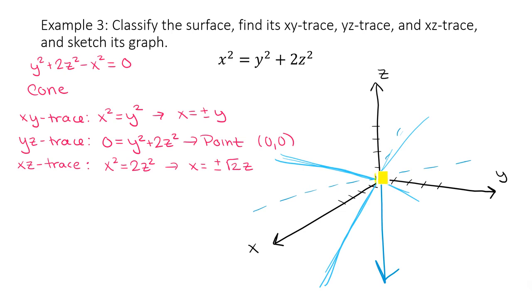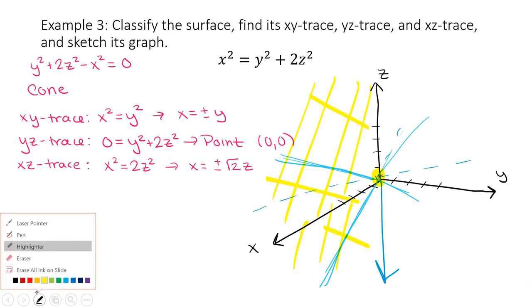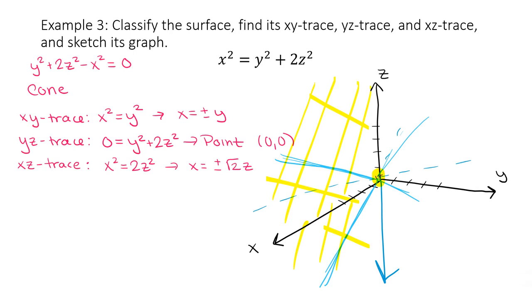The YZ trace, there's not really anything to graph there, it's just my point, but my XZ trace is also two lines. So again, I'm thinking about this XZ plane right here, below as well. What does the graph look like in that XZ plane? Well, it also looks like two lines that go through the origin, one of them with a positive slope, one with a negative slope. So this would be x equals plus root 2 z, and then down here x equals minus root 2 z.